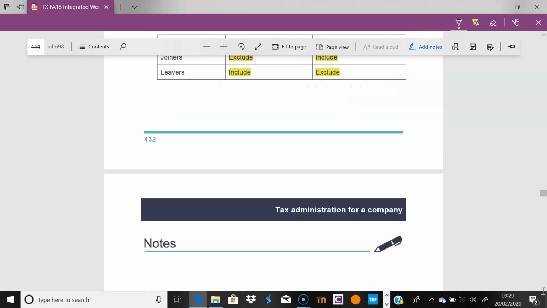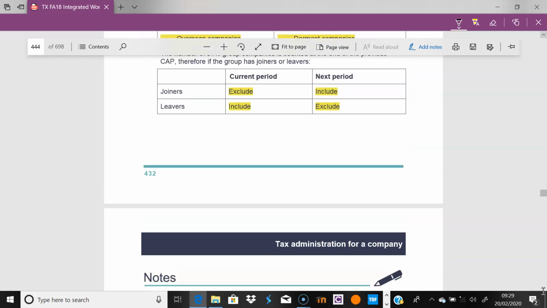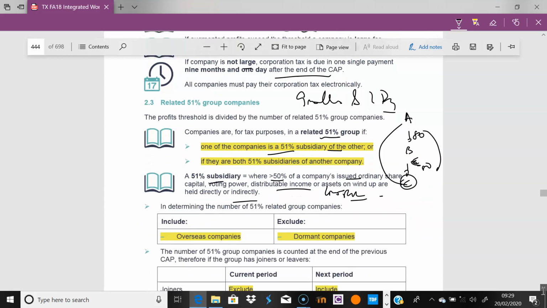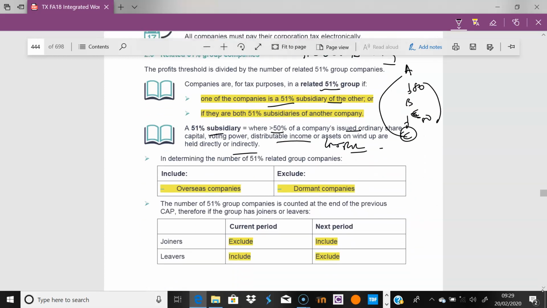The other little thing to pick up on before we do a question is this little thing here. It's really about what happened just before, in determining the number of 51% related group companies. We include overseas companies and we exclude dormant companies, right? This is important. Remember, we excluded overseas when it came to surrendering losses and that sort of thing. But in terms of determining the 51% related, we include overseas.